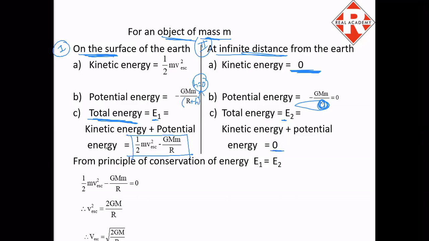Okay. Now next is from the principle of conservation of energy. Now we know energy can neither be created nor be destroyed. So in that case, we know both these energies are going to be equal. E1 is equal to E2. So we know E1 is half mv square minus GMm upon r, and E2 is 0. So accordingly, this is equated, and then you take this term to the right hand side.